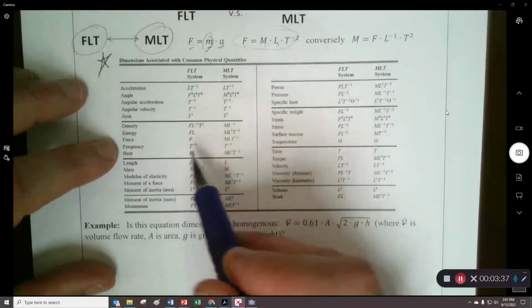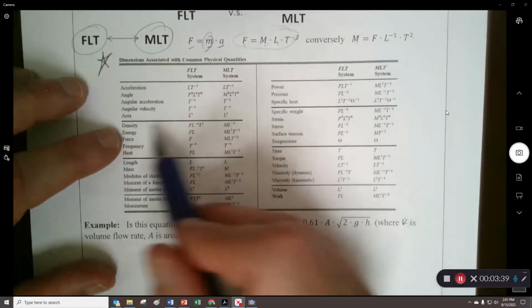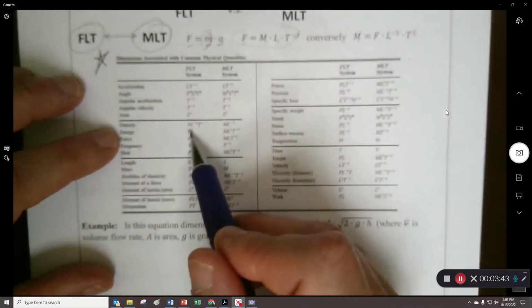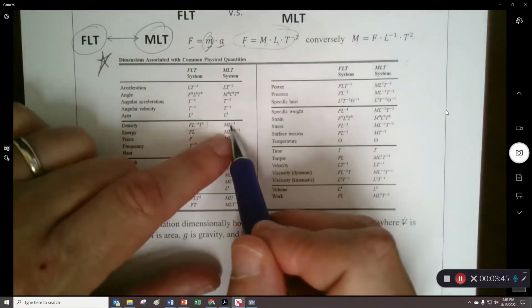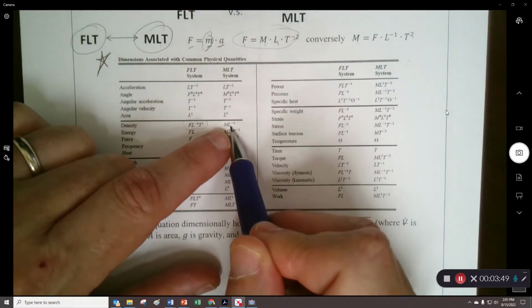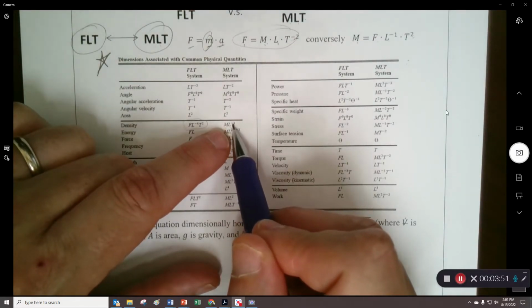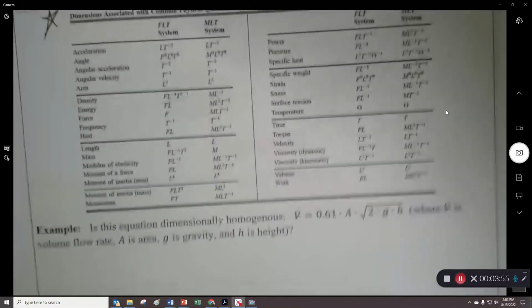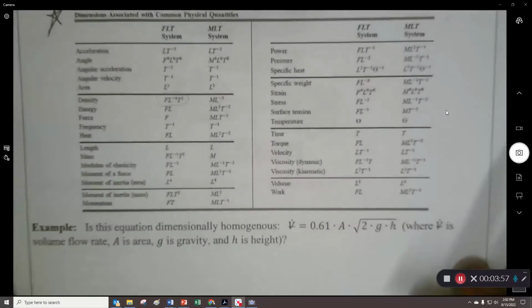But if you had the density of something, right? Well, it's hard to think of a mass density, I should say, in terms of the FLT system, but it is pretty easy to go mass divided by volume, which is going to be length cubed, right? So because it's divided, it's got a minus right in there. Hopefully you can see that. I'll make that a little bigger.